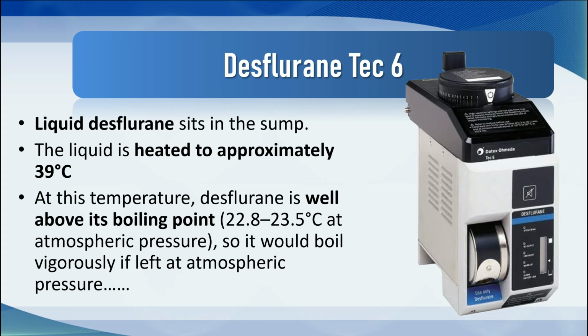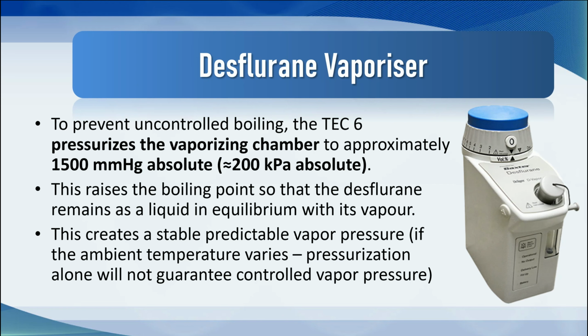Liquid desflurane sits in the sump. The liquid is heated to approximately 39 degrees, and at this temperature, desflurane is well above its boiling point, so it would boil vigorously if left at atmospheric pressure. To prevent uncontrolled boiling, the TEC 6 pressurizes the vaporizing chamber to approximately 1500 millimeters of mercury or 200 kilopascals, 2 atmospheres. This raises the boiling point so that desflurane remains as a liquid in equilibrium with its vapor.